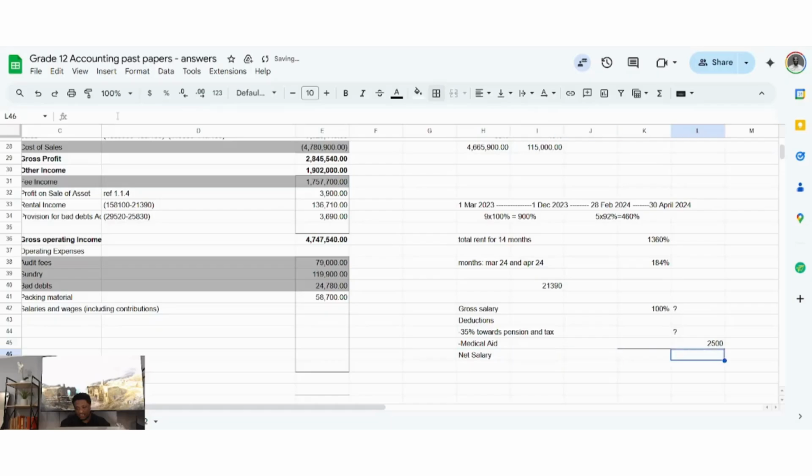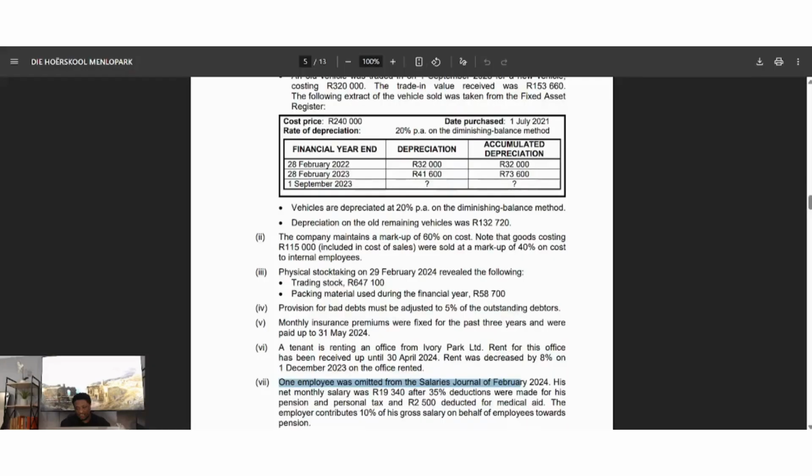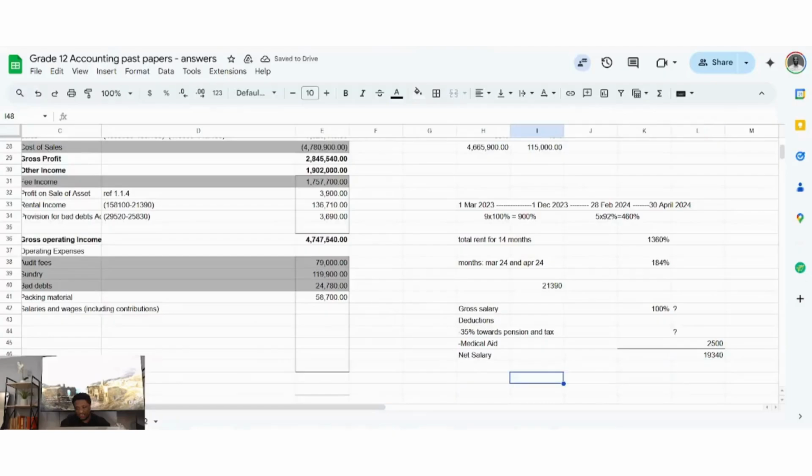So the net salary that we got was basically 19,340. I think that was the amount given. Let me just double check. Yes, 19,340. And then let's reverse the medical aid, because basically we're trying to get to the gross salary. So we need to reverse the medical aid, right? Because we deducted it. So to reverse it, it's 2.5.